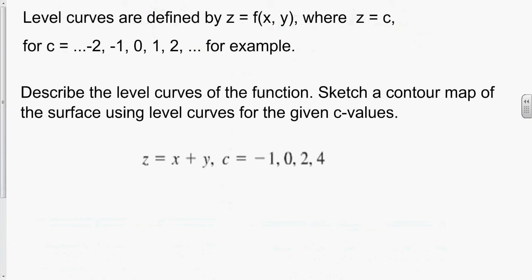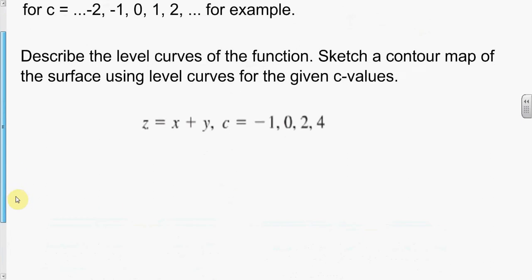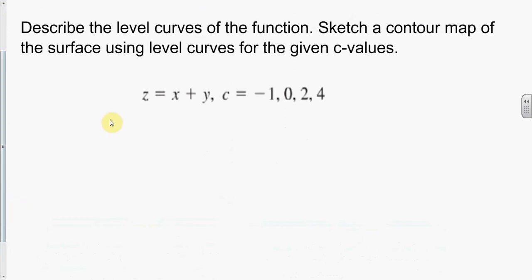Now here, level curves are defined by taking the function z equal to f of x, y, and then setting z to be some number or parameter that we call c. As c changes, then we can see the various contours of the graph. So we take this problem. And so we have x plus y is equal to c.